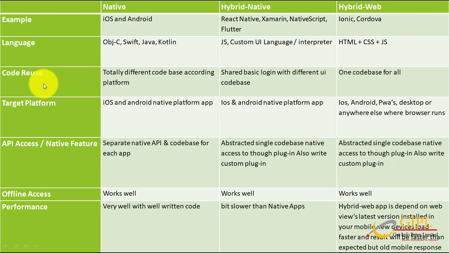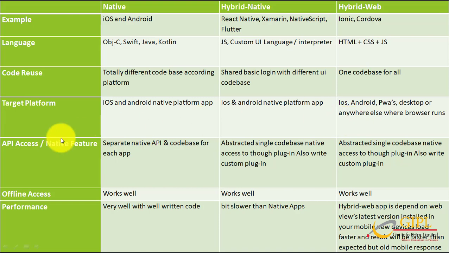Code reusability is different in native platforms because of the different programming languages, whereas a hybrid app can reuse its code on both platforms, but some UI components are different. Targeted platform. Native targets only Android or iOS as per its requirement and the specific language you choose. Whereas a hybrid native app targets both Android and iOS platforms, and hybrid web targets all devices where the internet runs.